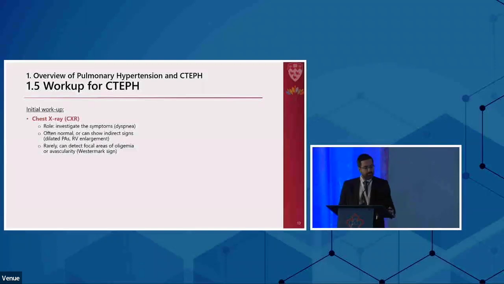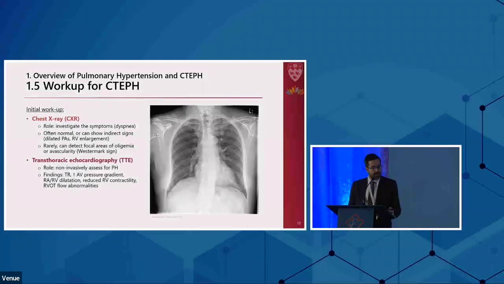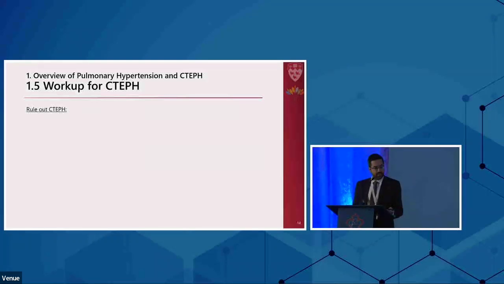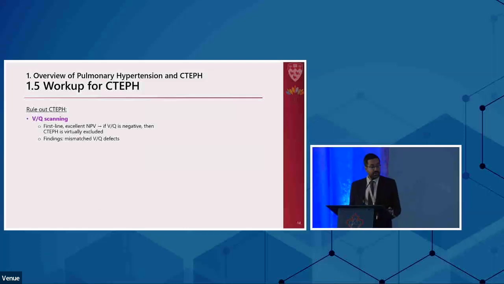So in the workup of imaging for patients with CTEPH, chest X-ray is usually obtained, an echocardiogram, and a right heart catheterization. So in order to rule out CTEPH, and I think this is the practice of Dr. Hirsch, most patients with unexplained pulmonary hypertension will receive a VQ scan as a screening for CTEPH.